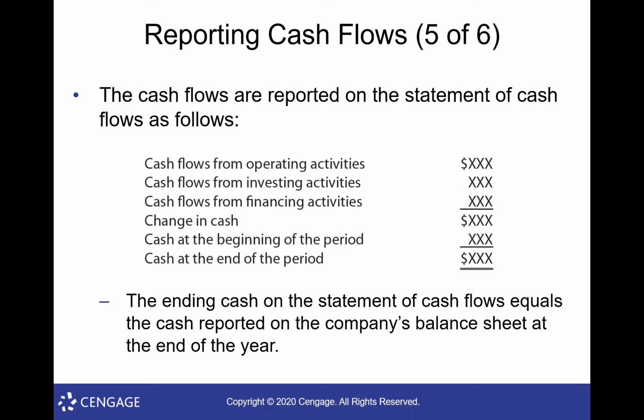So what will happen is we'll have our cash flow from operating activities, plus our cash flow from investing activities, plus our cash flow from financing activities. Sometimes they're negative, but you're still adding them all up, okay? That will give you your change in cash, and then that should match the change.